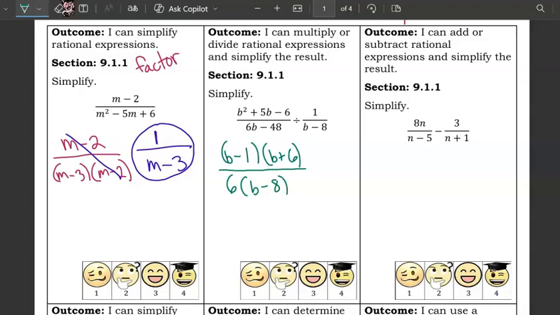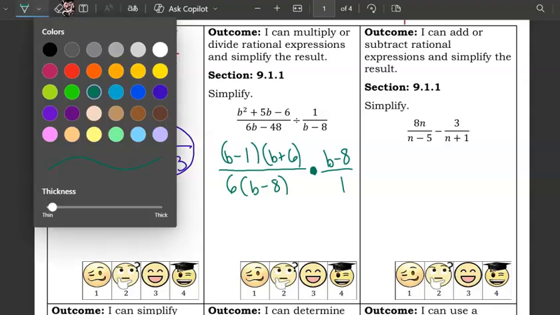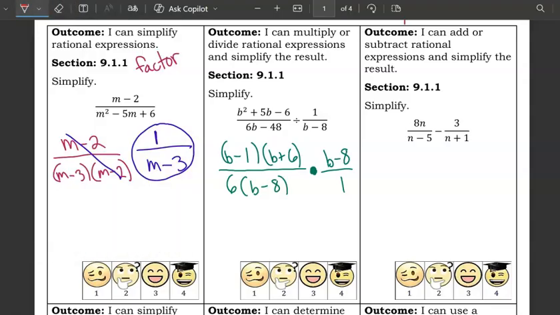When you're dividing fractions, you keep the first fraction, change the operation to multiplication, and flip the second fraction. From here, we could cancel out our like factors. That cancels. It looks like that's it. So your simplified expression is (b - 1)(b + 6) all over 6. Now, you could either leave it like this, or they sometimes want you to multiply the factors back out into standard form.